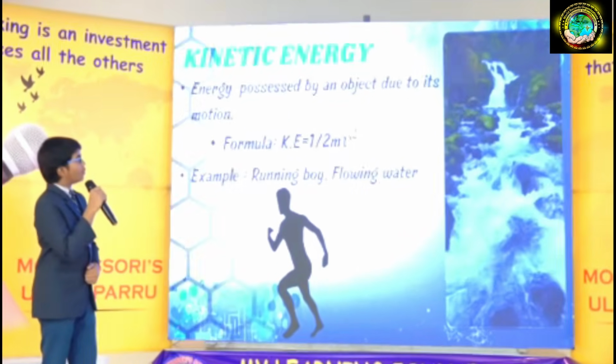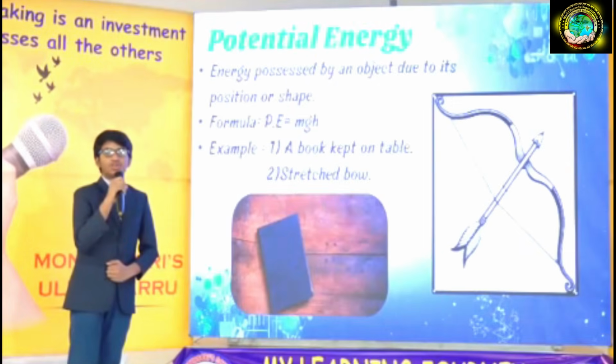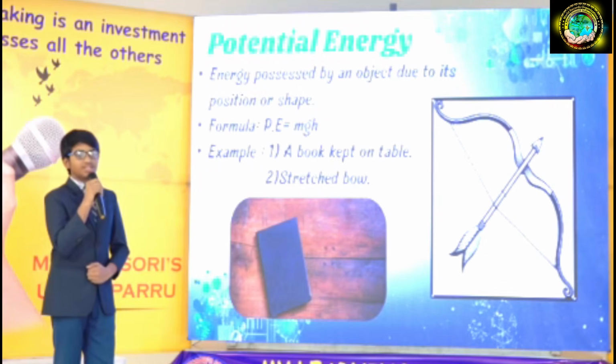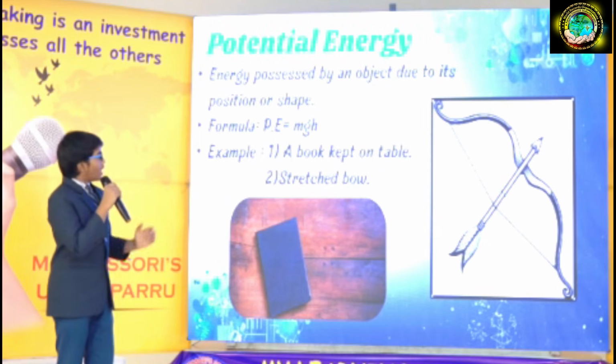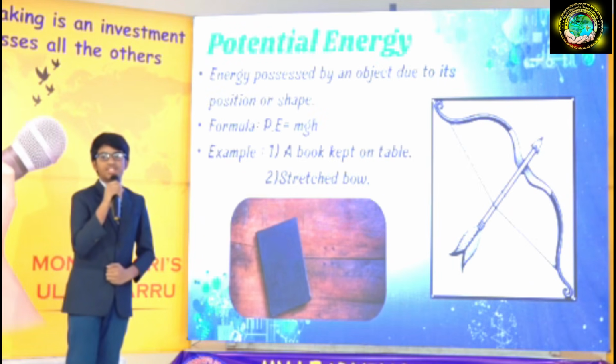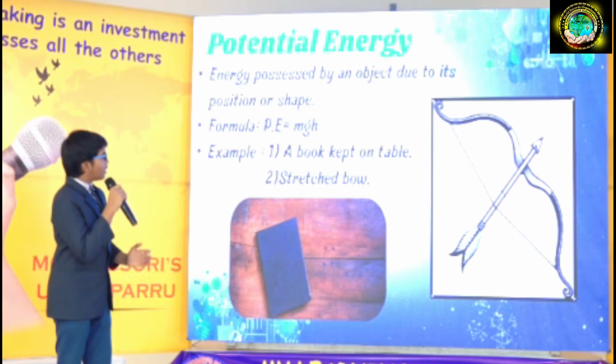Let us discuss about potential energy. The energy possessed by an object due to its shape or position. Let us discuss its formula. mgh. Here m stands for mass, g stands for acceleration due to gravity and h stands for height. Let us discuss about its examples.